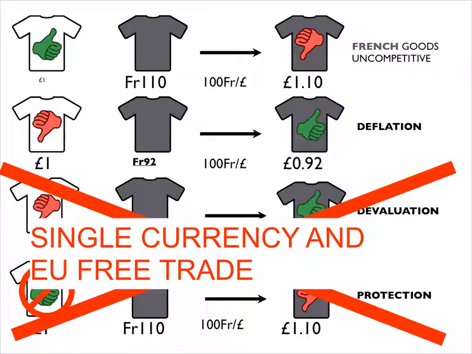This means that the only way of dealing with a competitiveness problem is to permit deflation, to allow prices to change in nominal terms. So the effect of the Eurozone on the adjustment of competitiveness across different countries is to make it all about movements in relative prices. Devaluation and protection cannot be used to restore competitiveness anymore. So what's the effect of that?